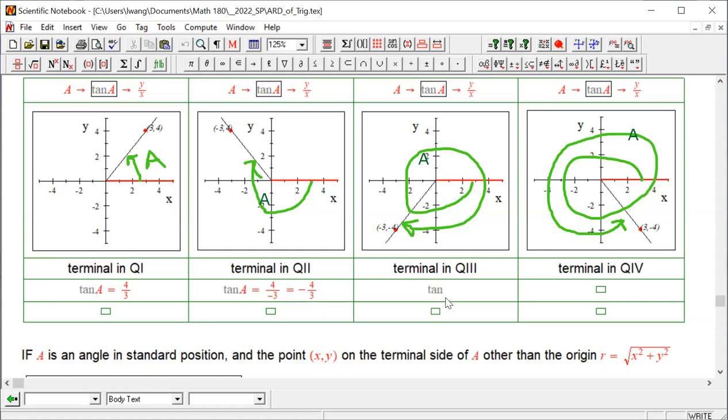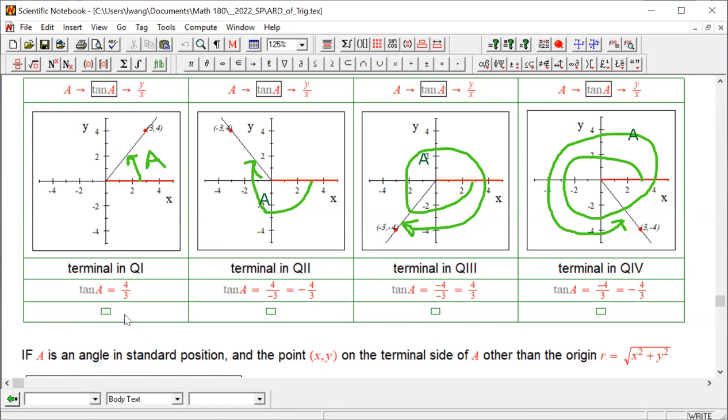And for tangent, if the terminal side ends up in the third quadrant, the ratio is going to be negative 4 over negative 3, and that's going to be positive 4 over 3. And the last one, the terminal side ended up in the fourth quadrant. So this time it's going to be 4 over negative 3, which is still negative 4 over 3.